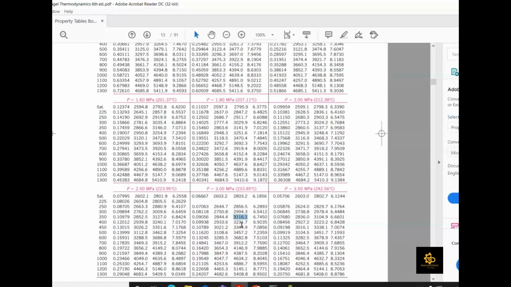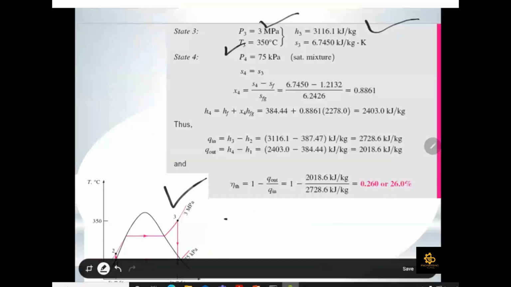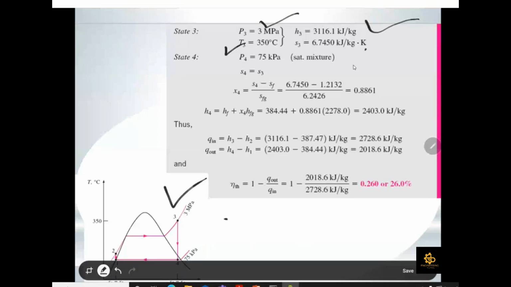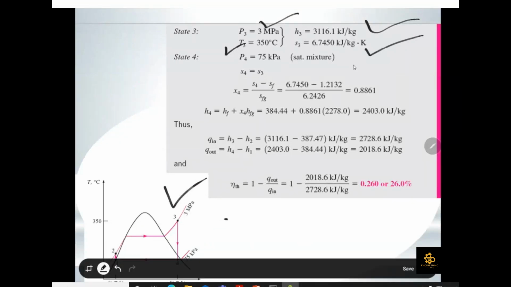Similarly, you have to find the entropy value at point number 3 as well. So S3 is equal to 6.7450. Okay, so now for point number 3, state number 3, you have found the values of enthalpy as well as entropy. So now we are left with only one state, which is state number 4.